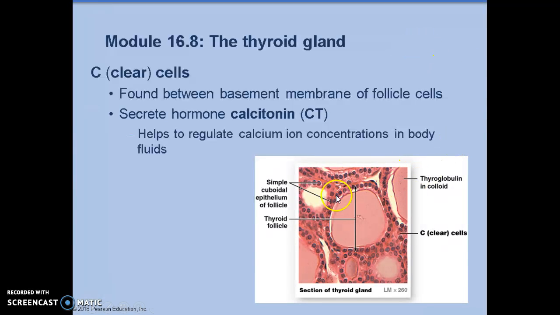So in between those follicles, you'll find clear or C cells, and these cells will secrete calcitonin. Calcitonin regulates the blood calcium by lowering it when it's too high. Calcitonin lowers.